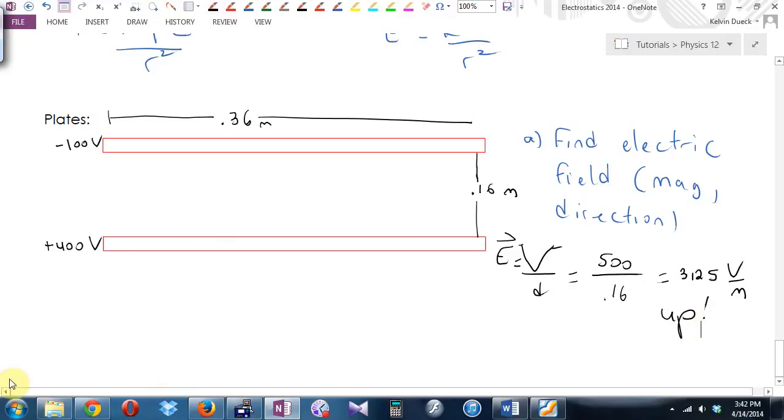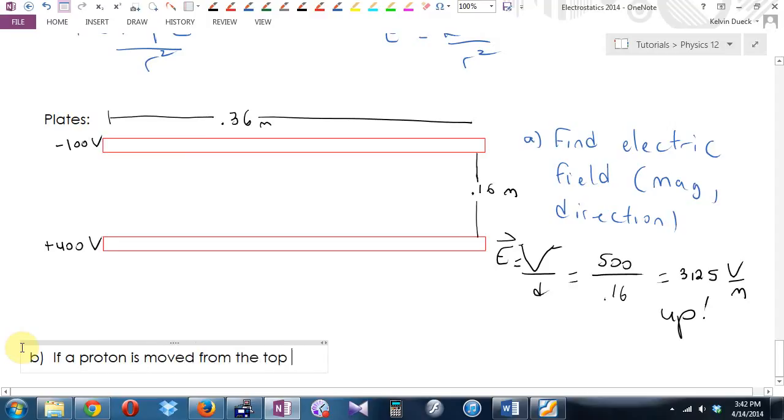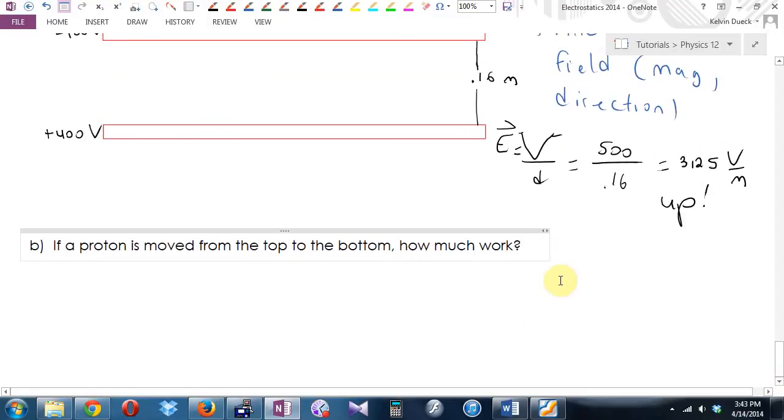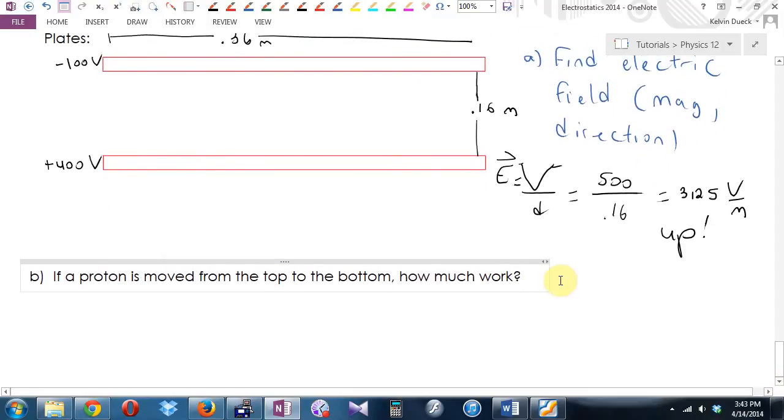Okay. What else could I ask? I could say if a proton is moved from the top to the bottom, how much work? How much work to move a proton from the top to the bottom? Does the proton want to move to the bottom? No. That would mean moving it closer to positive. So it will take work.